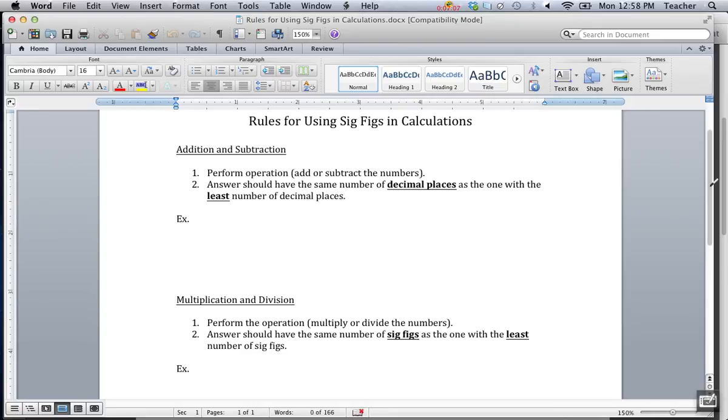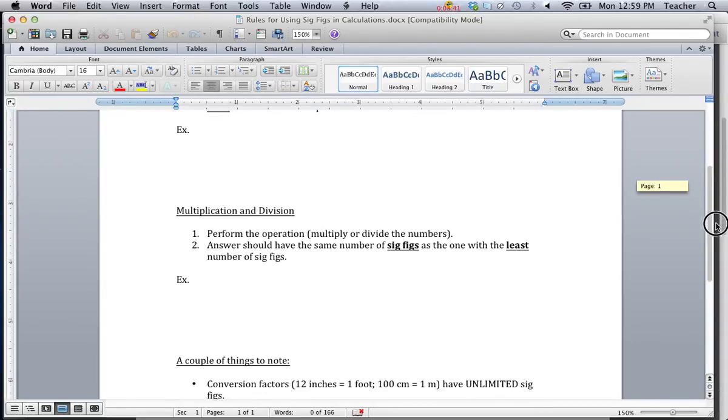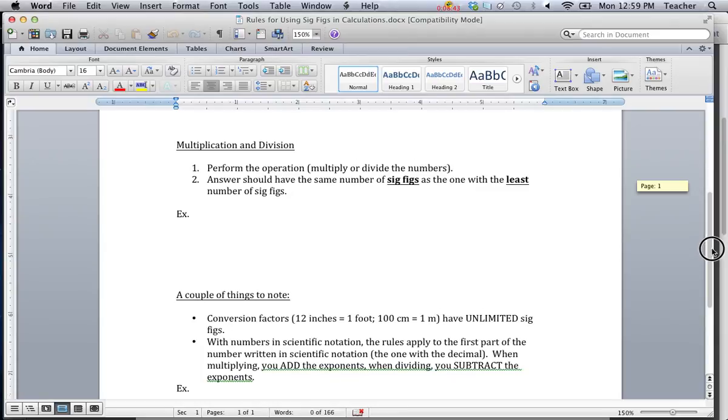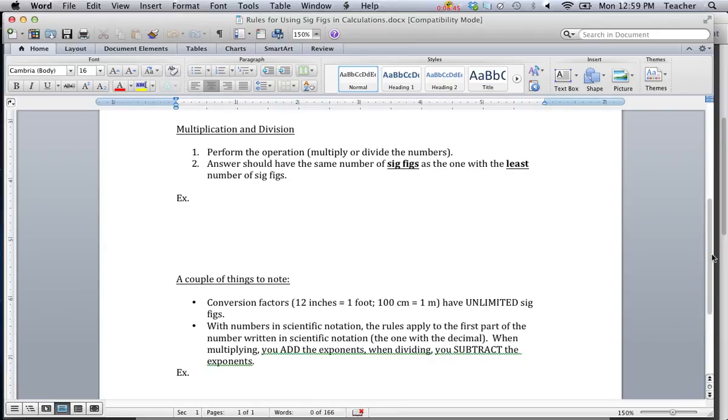In addition, we can also do multiplication and division. So let me just drag this down here. With multiplication and division, you perform the operation again, so you multiply or divide the numbers, and then when you record your final answer, it should have the same number of sig figs, not decimal places, but sig figs, as the one with the least.